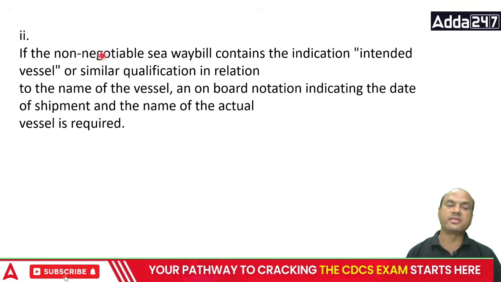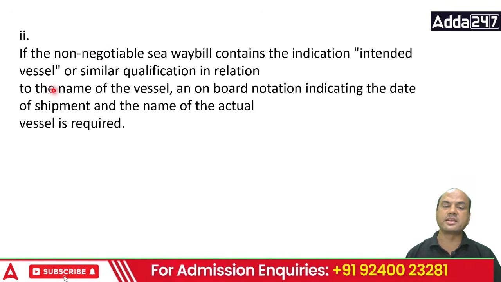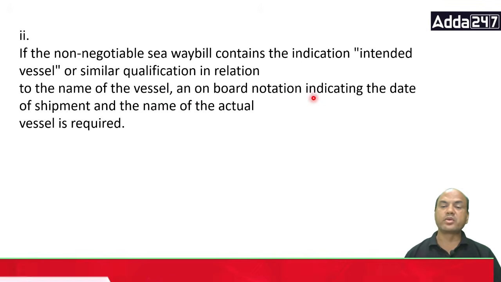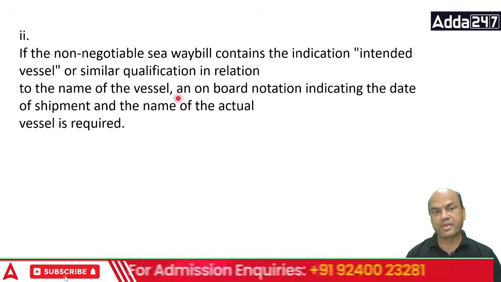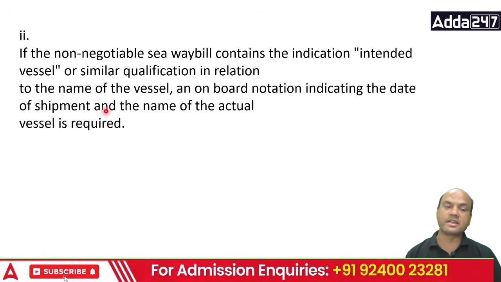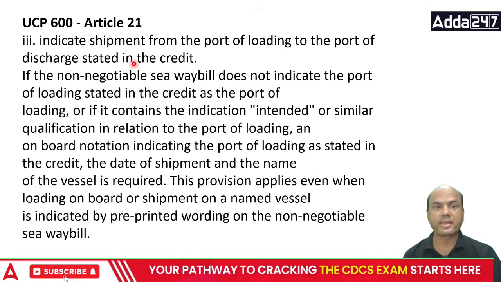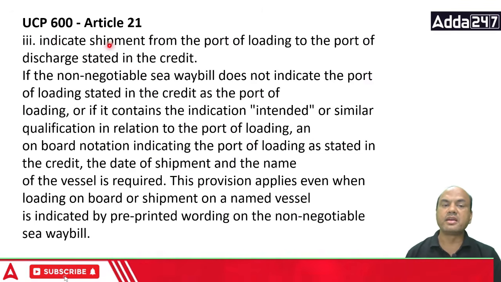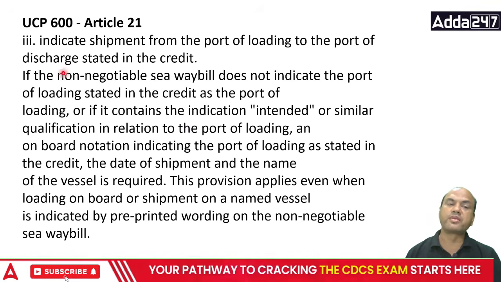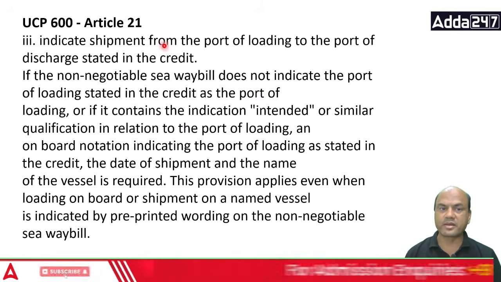If the non-negotiable sea waybill contains the indication "intended vessel" or similar qualification in relation to the vessel, an onboard notation indicating the date of shipment and the name of the actual vessel is required. So if there is a word like intended vessel, then the date of shipment and the name of the actual vessel are required. Again, Article 20 repeated. The non-negotiable sea waybill should indicate shipment from the port of loading to the port of discharge stated in the credit. Same again, Article 20 repeated.